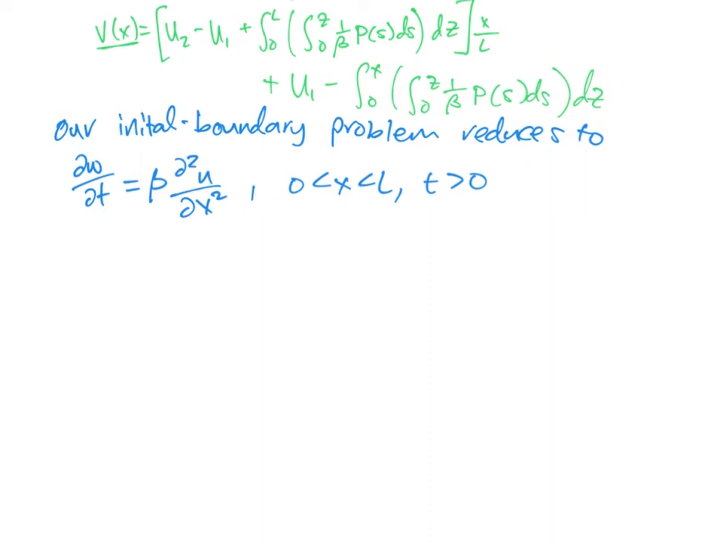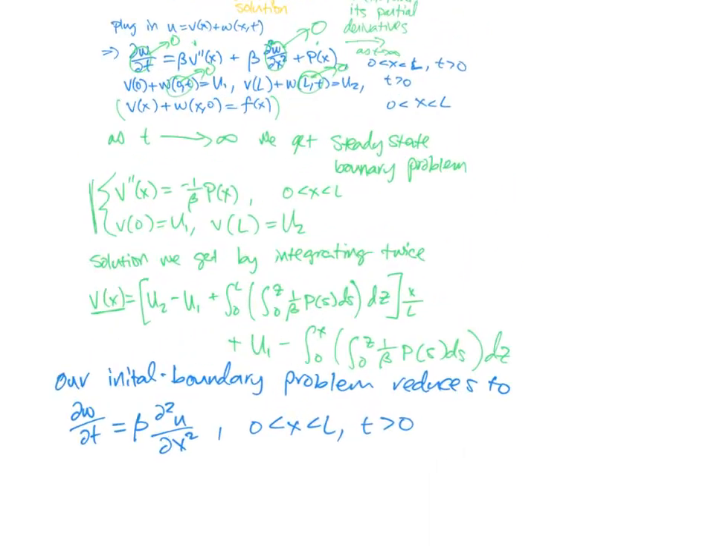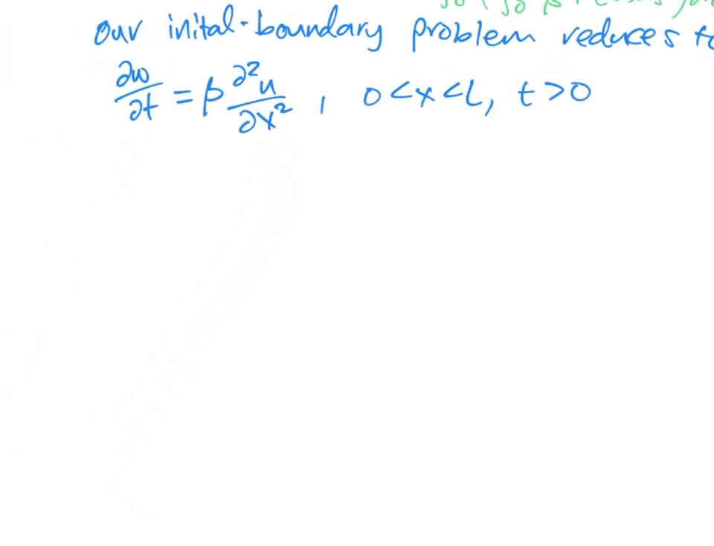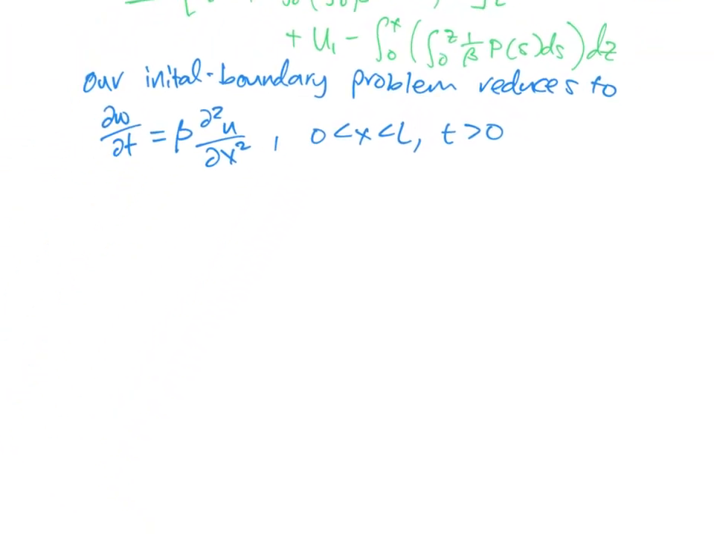And again, we can go and look at our problem up here. If our v satisfies v of 0 and v of L equals u1 and u2, then if we plug those in up here, the u1 and the u2 will turn to 0 for this new boundary problem.